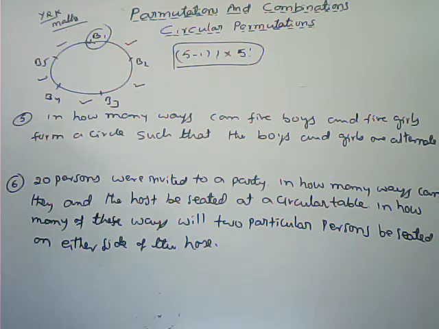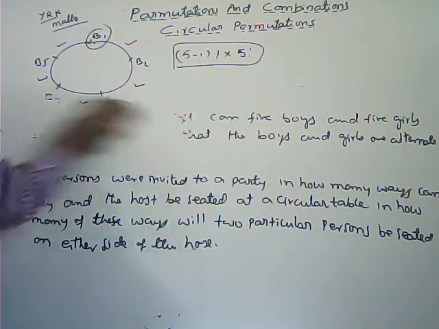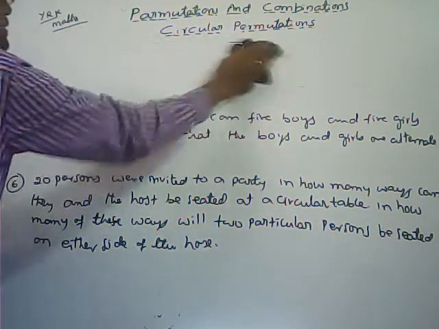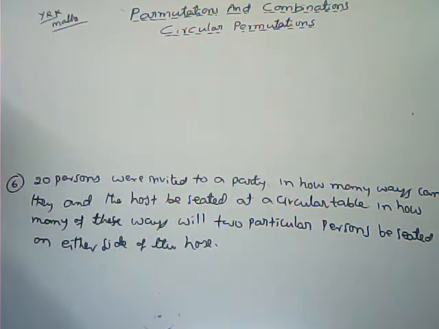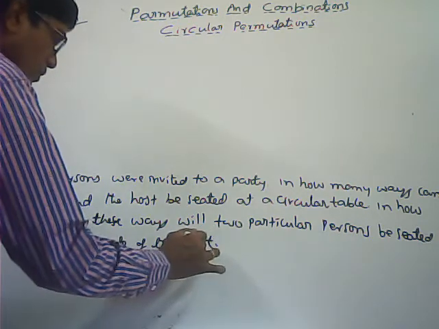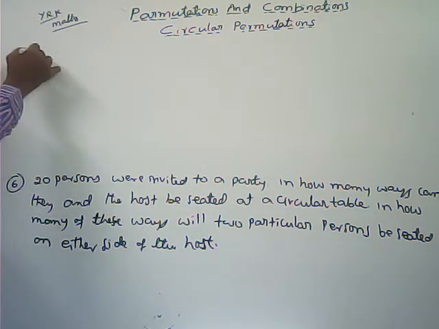Next, 20 persons were invited to a party. In how many ways can they and the host be seated at a circular table? In how many of these ways will 2 particular persons be seated on either side of the host? Here there are 2 cases, 2 questions. What is the first one?